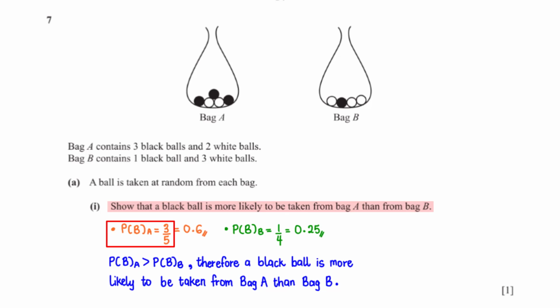The probability of picking a black ball from bag A is equal to the number of black balls in bag A, which is 3, divided by the total number of balls in the bag, which is 5. This is equal to 0.6. The probability of picking a black ball from bag B is equal to the number of black balls in bag B, which is 1, divided by the total number of balls in the bag, which is 4. This is equal to 0.25. The probability of picking a black ball from bag A is higher than the probability of picking a black ball from bag B. This simply means a black ball is more likely to be taken from bag A than bag B.